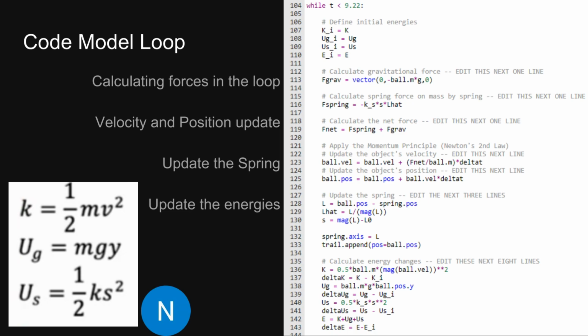So moving on to the loop, we set time to be less than 9.22 seconds to match tracker. First, we just define initial energies, and then we calculate the gravitational potential energy, which is just mg, and then force of spring, which is negative k times s times L hat. And then we calculate net force, and then using that net force, we do velocity update formula and then position update formula. And then we update the spring, L hat, and S. And then below, we calculate the energies and the delta K, delta UG, delta US, and all that stuff with the equation shown to the left.